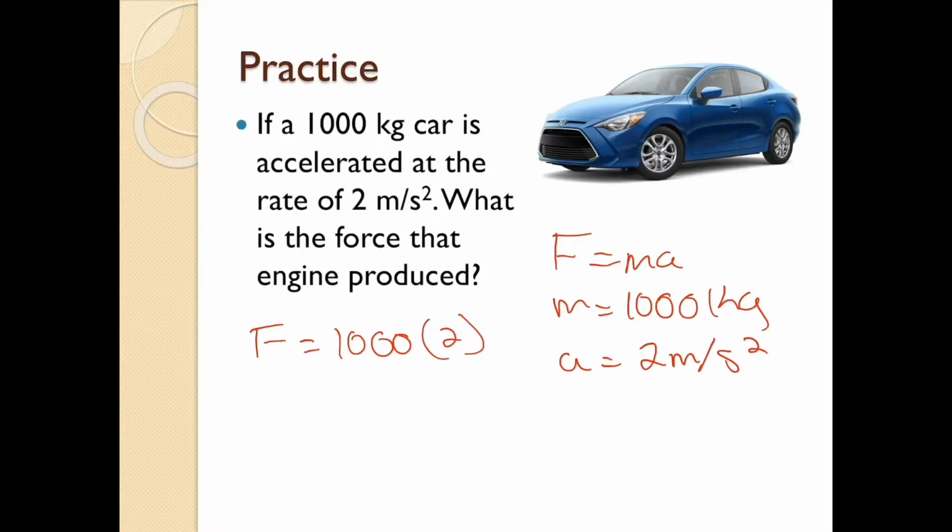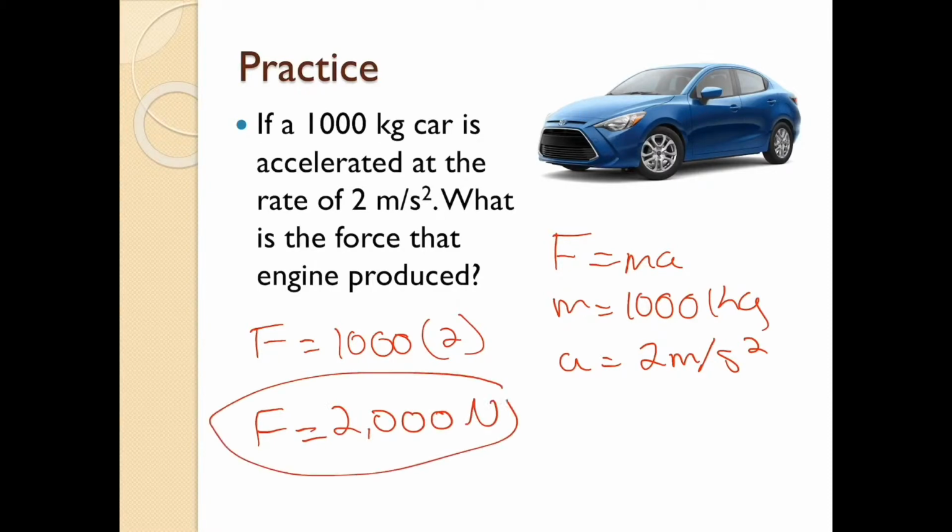And we know that 1,000 times 2 is 2,000. And our unit is newtons. So this car produces 2,000 newtons of force to get this 1,000 kilogram car to accelerate at 2 meters per second squared.